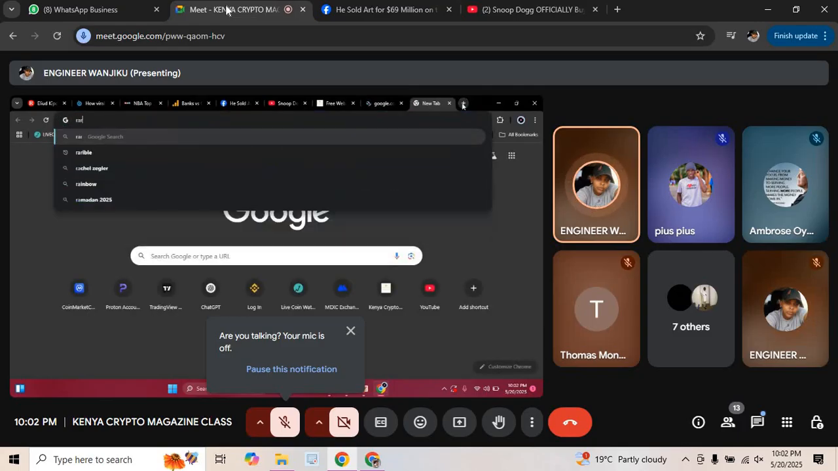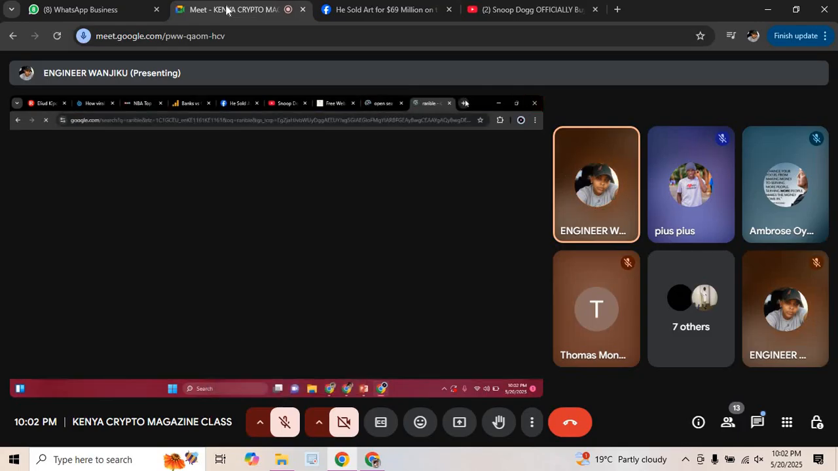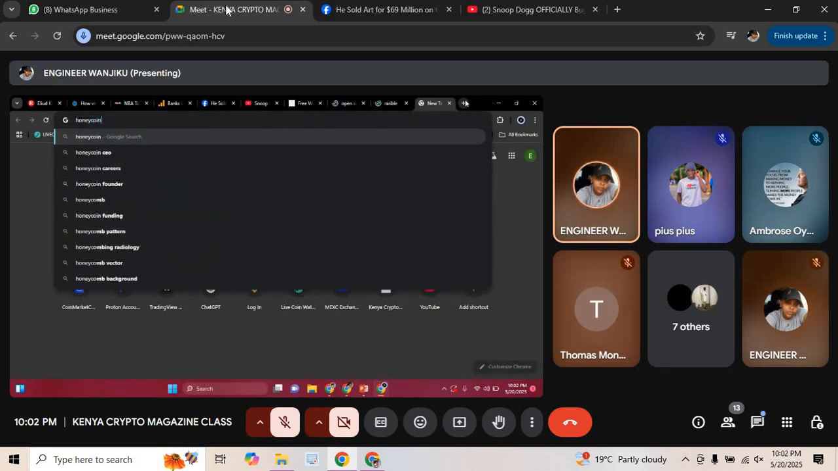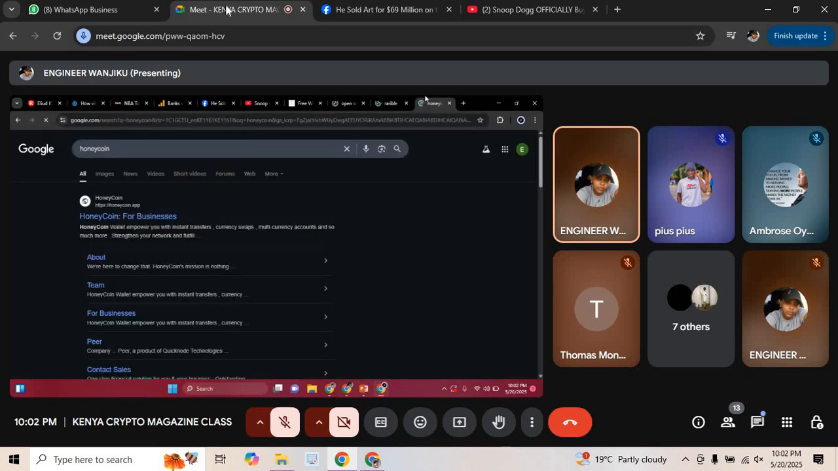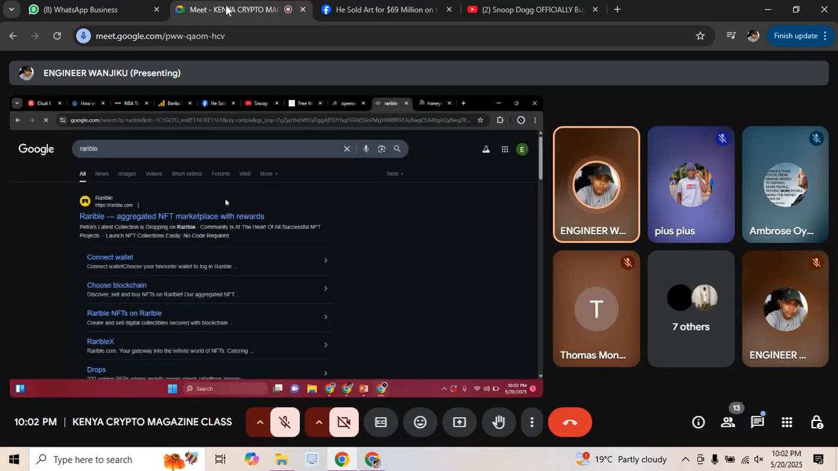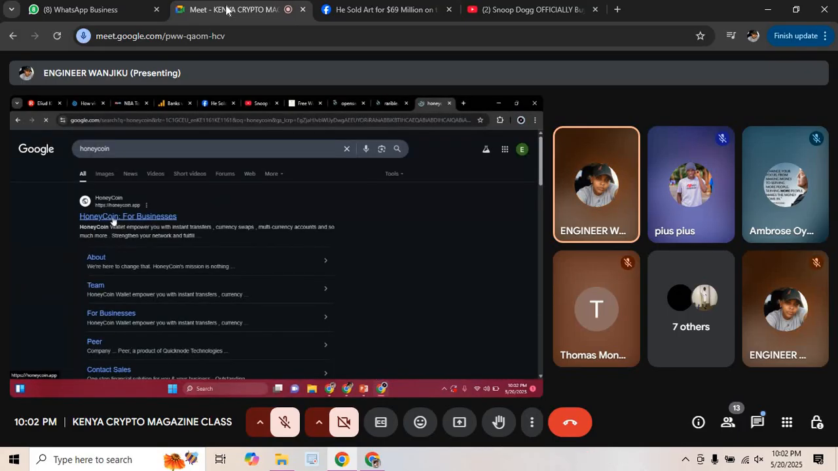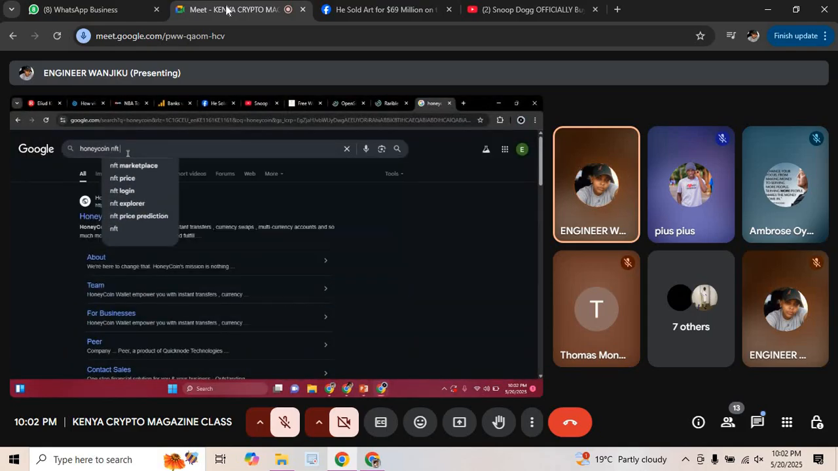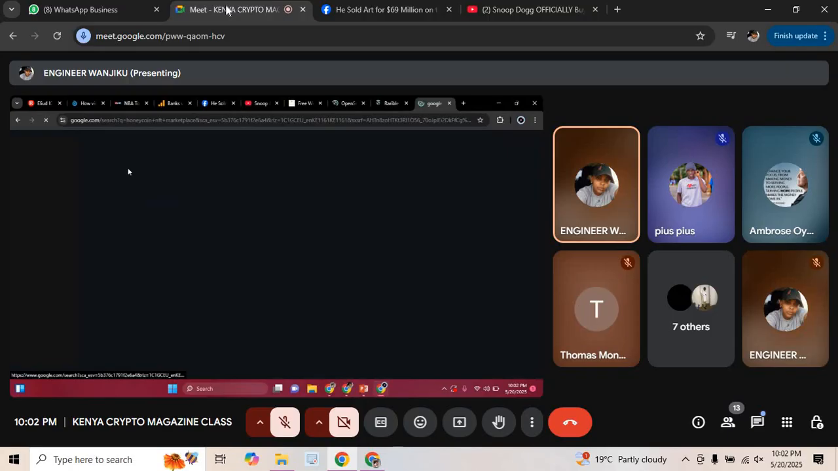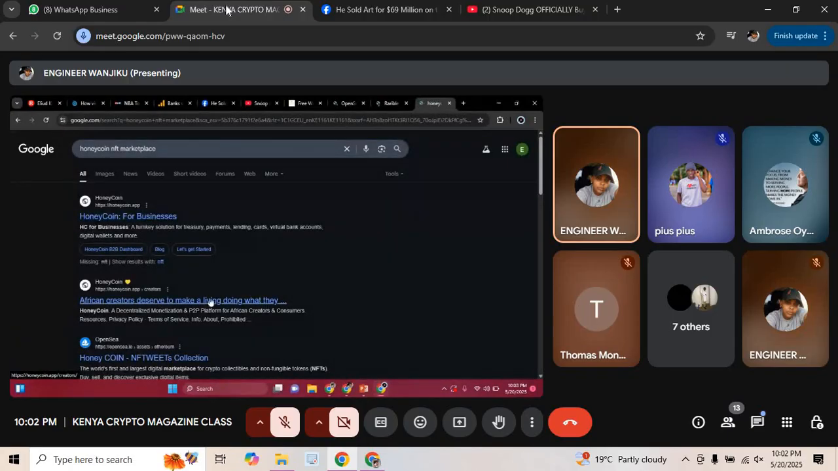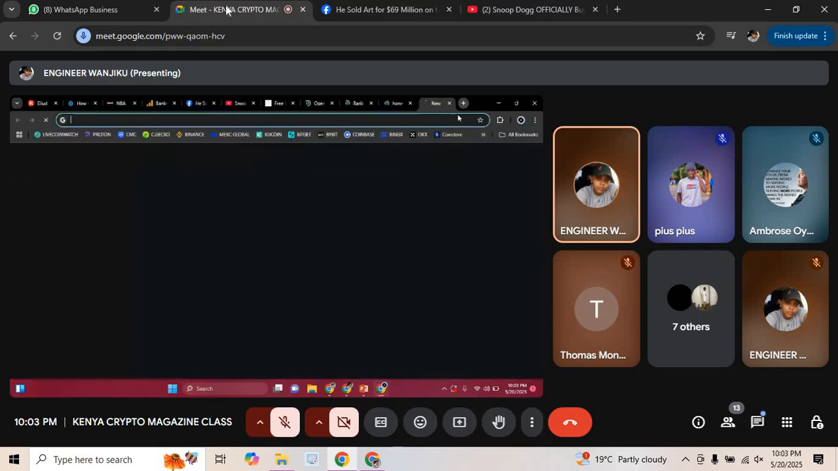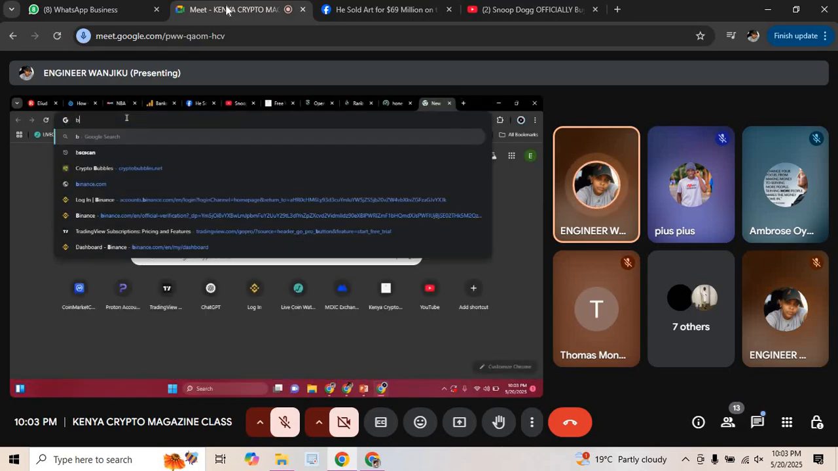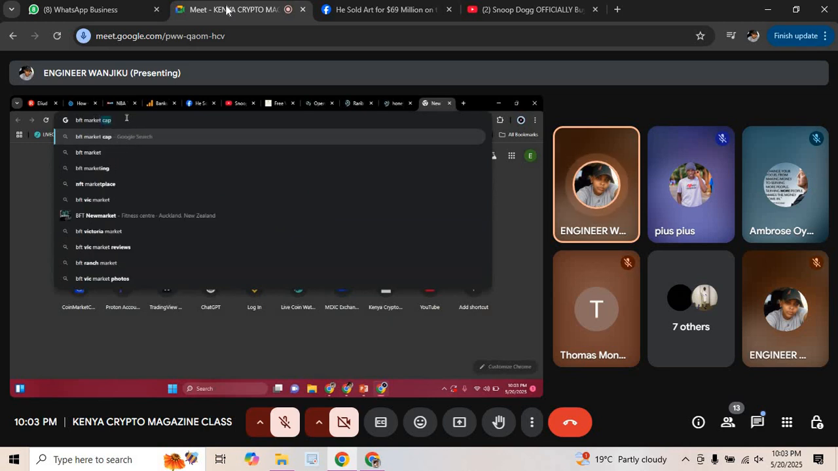We have Rarible, Honeycoin, OpenSea. Honeycoin Marketplace. Then we have lastly BFT. This is also Kenyan based. The creators are actually a South African Marketplace.